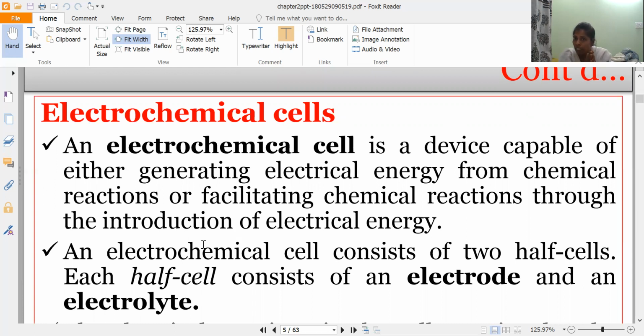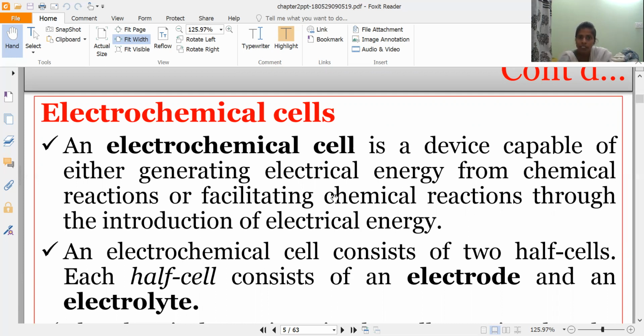What is happening in the electrolytic cell? In the electrolytic cell, the cell converts electrical energy to chemical energy, whereas in the galvanic cell, chemical energy is converted to electrical energy. An electrochemical cell is a device capable of either generating electrical energy from chemical reactions or facilitating chemical reactions through the introduction of electrical energy.